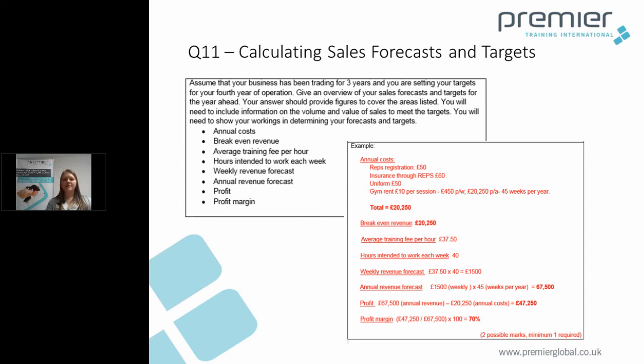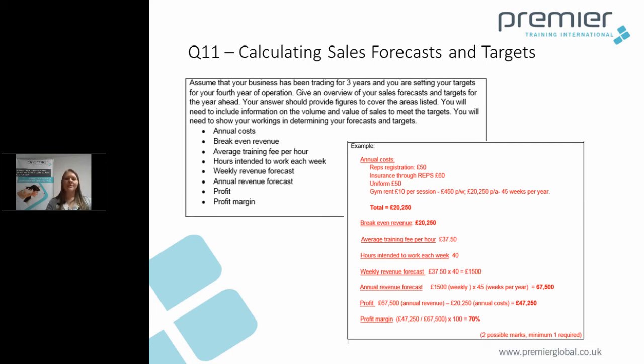So there's an example here in front of you. First thing you need to do is break down your annual costs. So in this example, this person has listed reps registration, insurance, uniform and gym rent. There are other things they could list here, for example, promotion. So I may expect to see more marketing costs, especially in a year 4 of the business. So they've established that their break-even revenue is £20,250. That's the amount that they think they will spend in year 4. Therefore, that's what they need to earn to break even. Now, if your business is running on a smaller scale than this, those costs may be much less, but do try to make sure they are realistic.